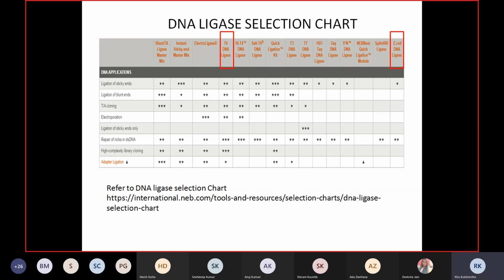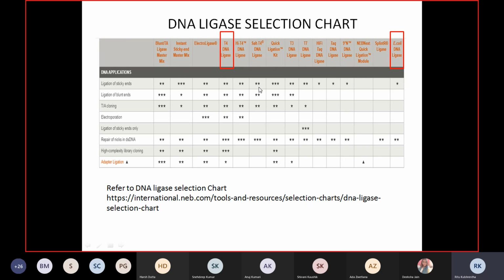Now, this is again a chart from NEB that I have put across, just to sensitize you that there are so many different ligases in the market. You must have probably only heard about T4 DNA or E. coli DNA ligase, but there are so many different ones in the market, and I can assure you that many more will come in future.